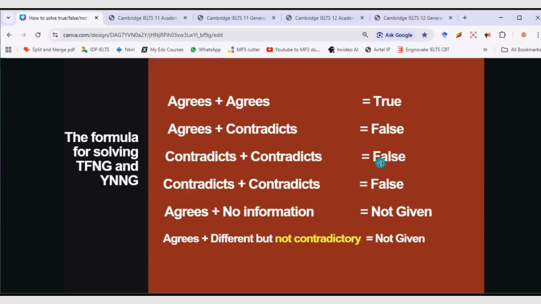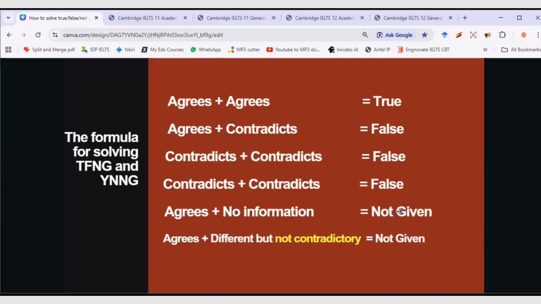This one is a no-brainer. This one is very straightforward. Now, if one part of the statement agrees with the information that is in the passage, and the other part of the statement, you can't really see any information. You can't see anything to support or contradict. There's no information. Then our answer will be not given.